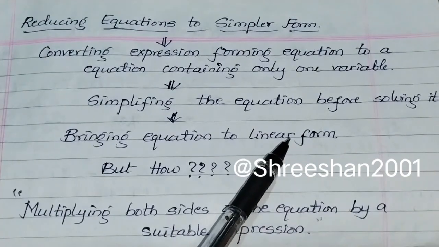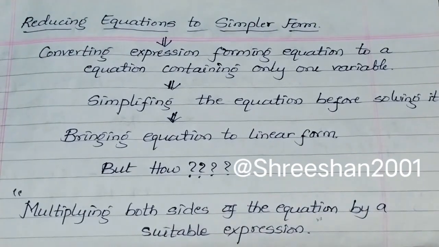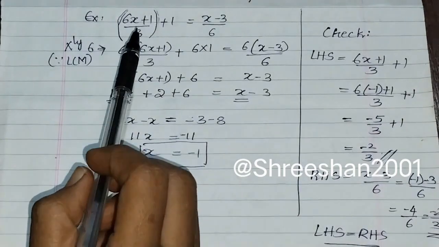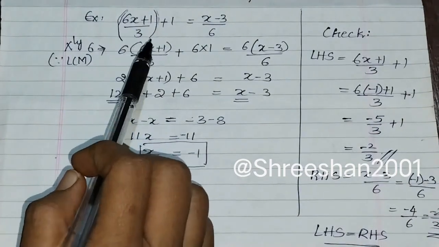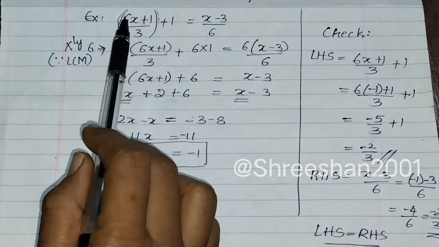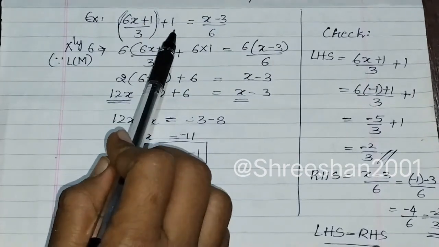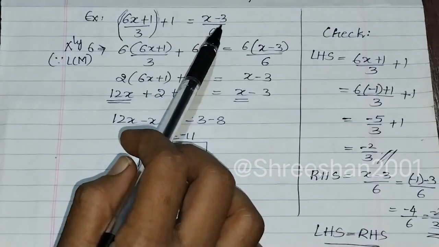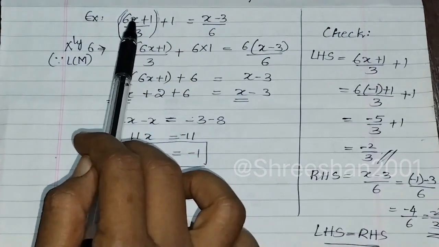Now let us study by taking an example. 6x plus 1 divided by 3, plus 1, is equal to x minus 3 by 6. Now look at this. This is a complex equation. You have a numerator term and a denominator, in addition to that you have plus 1, right? On the other side, you have a numerator, again a denominator. So this is quite complex to solve for x, right?